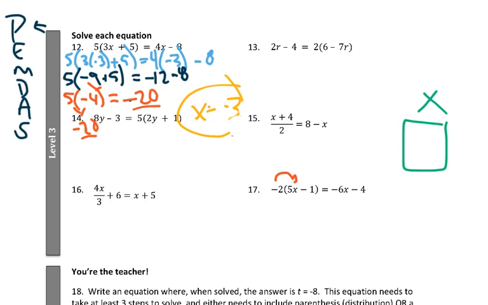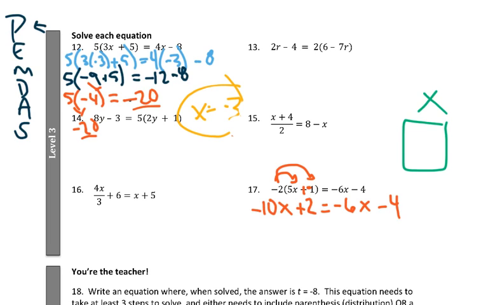First step is we want to distribute, draw the Santa hat. Negative 2 times 5x is negative 10x. And if this stresses you out, remember that's a negative 1 right there. We're adding a negative 1. So negative 2 times a negative 1 is a positive 2. That's where so many people make mistakes right there. Equals negative 6x minus 4.